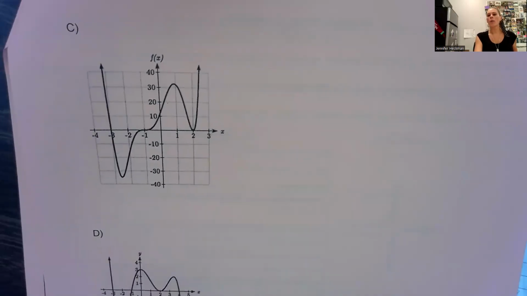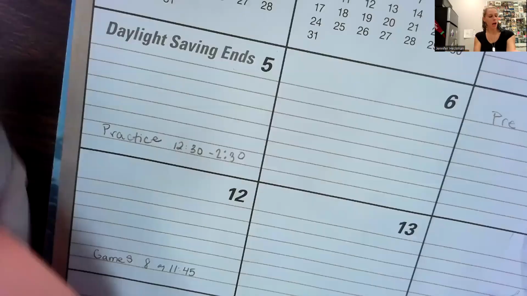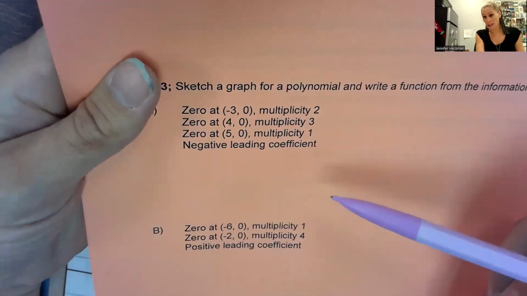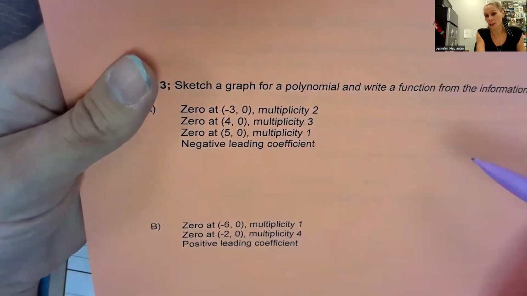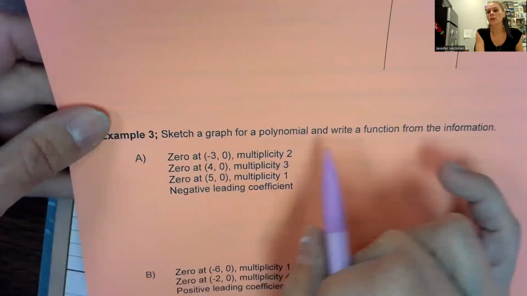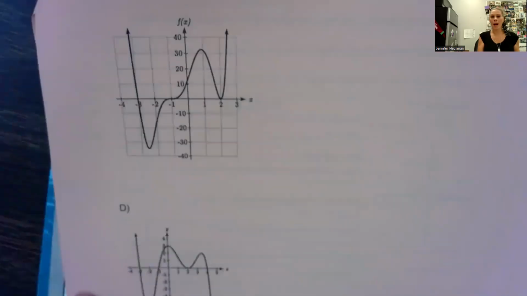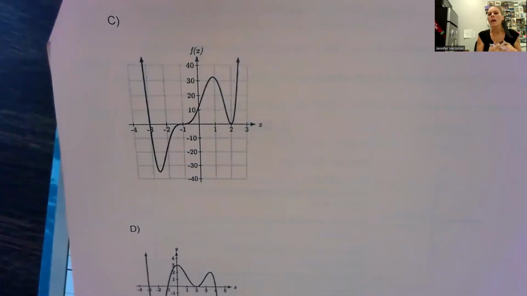Hey guys, so now we're going to continue going backwards with polynomials and graphs. Before, we were given a function and then we graphed it, or we were given some circumstances, just the zeros and whether the function was negative or positive, and we graphed it and made the function. Remember that not only do you have to sketch it, but you do have to write a function. Okay, so now we're going to go backwards. We're actually going to be given a graph and we're going to look at the function itself.